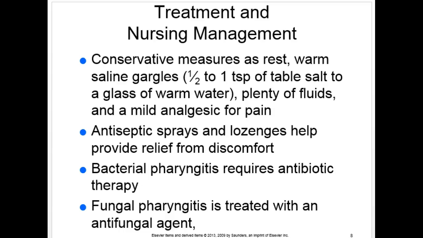Treatment and nursing management of pharyngitis. For conservative measures, we encourage the patient to rest, drink plenty of fluids, and take a mild analgesic for pain. They also are encouraged to perform warm saline gargles, which involves half a teaspoon to a full teaspoon of table salt to a glass of warm water. The patient then would gargle with it and spit it out. Antiseptic sprays and lozenges are available over the counter to help provide relief from discomfort as well.